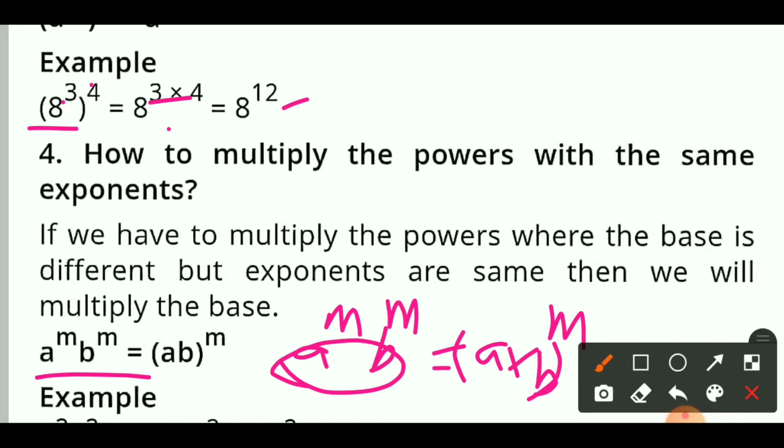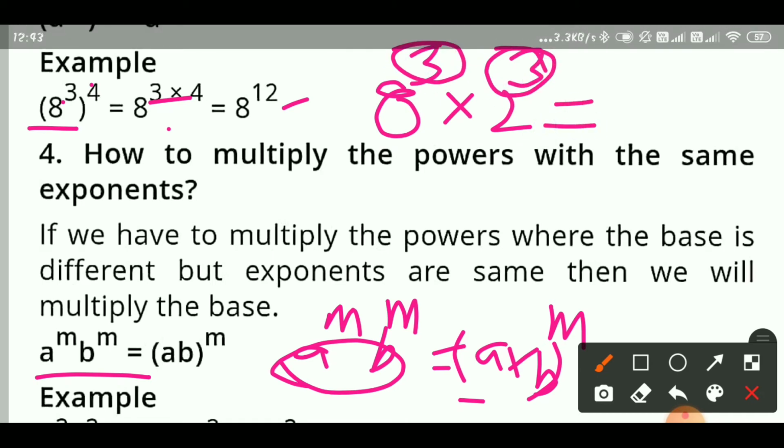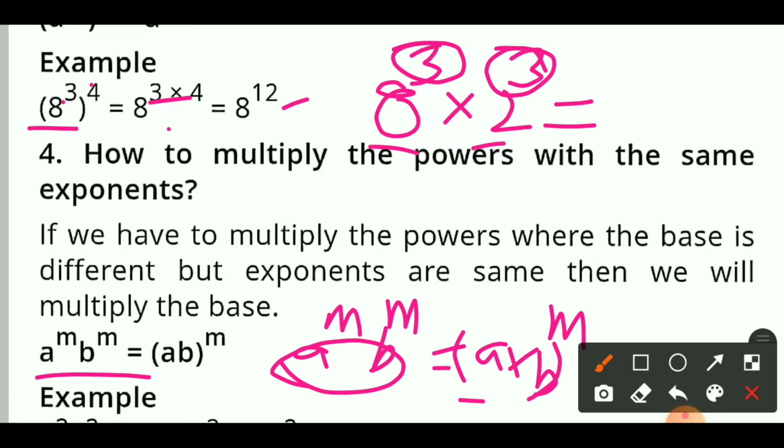Here a raised to power m and b raised to power m. In that condition, we are going to multiply the bases. For example, 8 raised to power 3, then 2 raised to power 3. In this question, we have the same powers, yes or no? But the bases are different. So in that condition, you multiply the bases: 8 times 2 is 16, and take the power as common.